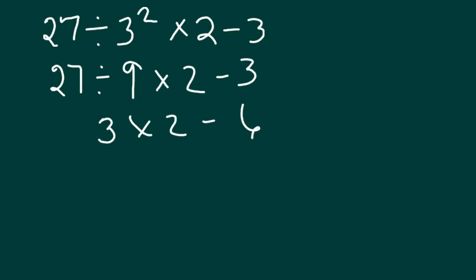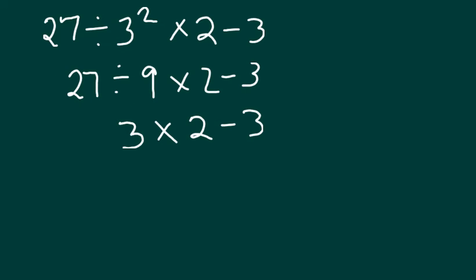3 times 2, whoops, that is not a 6. Okay, so then 3 times 2, that's 6. Answer is 3. It helps if you work down and show all of your work. When you try to skip steps, you get messed up.